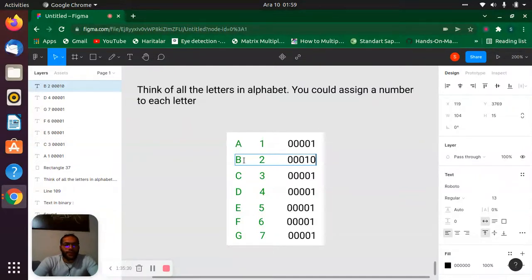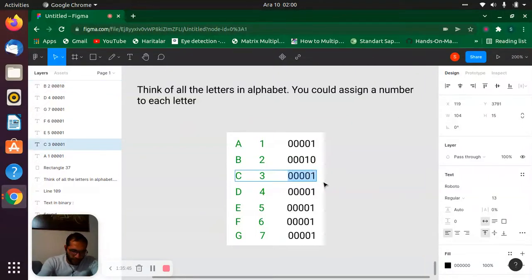And if you want to represent B, we have to think that when we see two, in the binary system, in bits, it will be like 10. For three, we have 0, 0, 0, 1, 1. Why? 1 times 1 is 1, 2 times 1 is 2. If you add them, you will see we have three. If you want to represent C, we can say three.